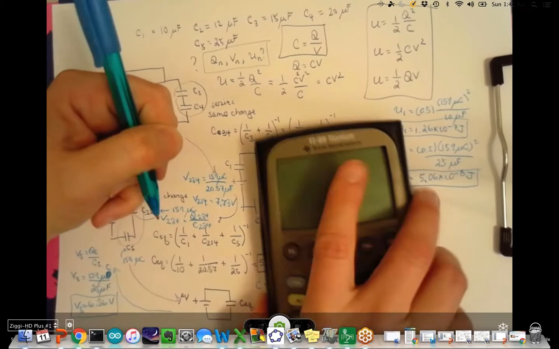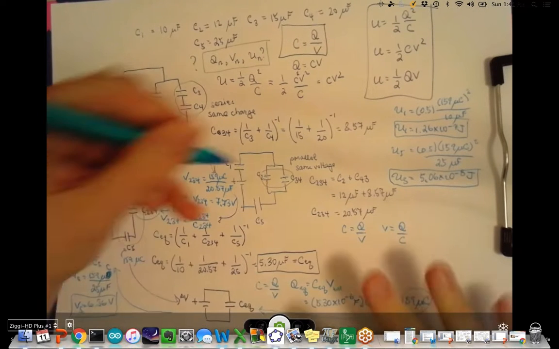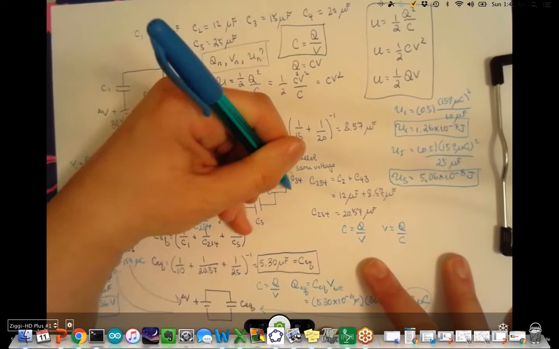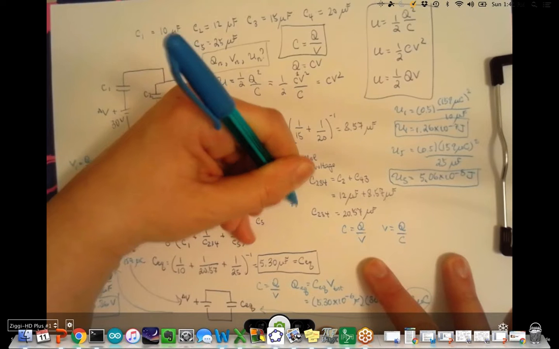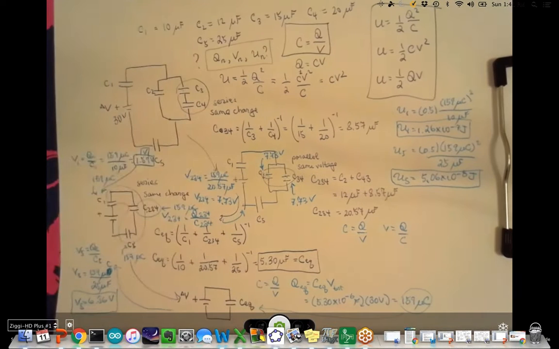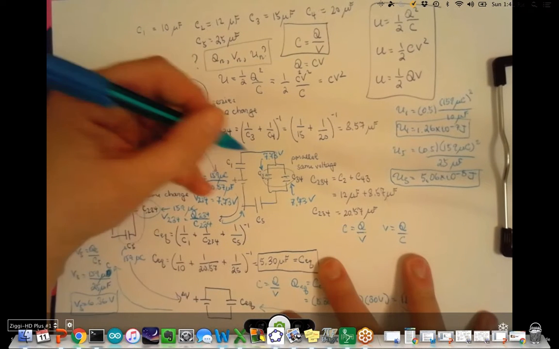Okay, if that's the voltage of the combined two in parallel, then that means C2 has 7.73 volts and C34 has 7.73 volts. All right, so we're backing up one more step. We're done with C1, we're done with C5, now we can finish up C2.